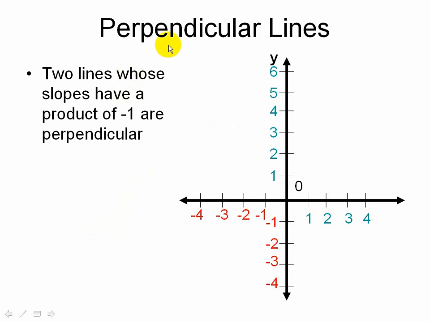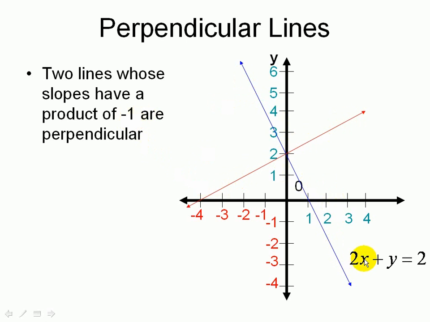Now let's look at the definition of perpendicular lines. Two lines are said to be perpendicular when the slopes have a product of negative 1. So here's an example. We have one line here and another line here. So if one is positive, then the other one perpendicular to it must be negative. Therefore, that's why we see the product is negative 1.